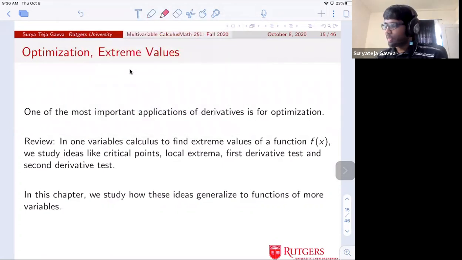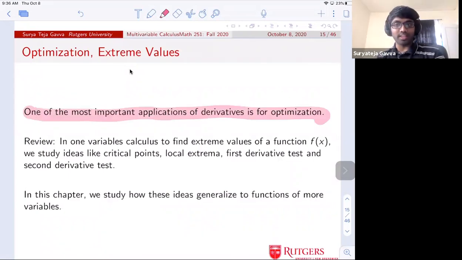So you might have seen this even in one variable, right? One of the most important applications of derivatives is for finding maximum and minimum values, to optimize certain things. Optimization problems are really important in real life, and you want to find, given some constraints, what is the maximum, the best we can do.